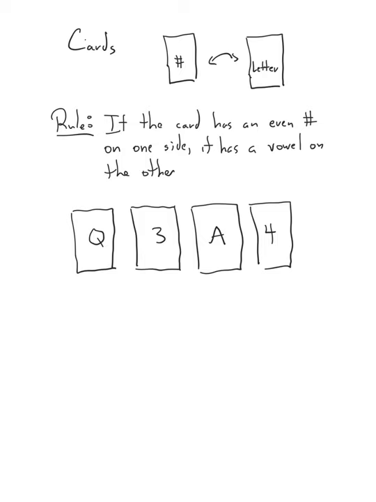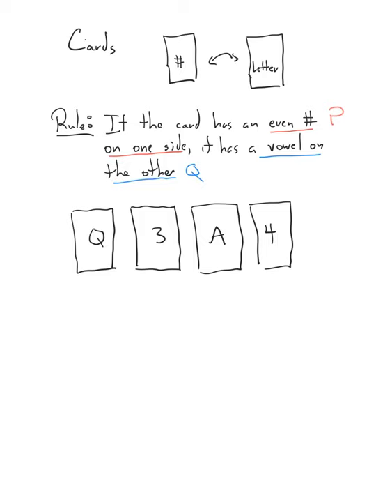So our if part is having an even number on one side, that'll be P, and the then part will be it has a vowel on the other. This will be Q. There's no then explicitly stated, but I think it's pretty clear that you could reword this very easily just by sticking the word then in here, and it would be an if-then sentence. Okay, so we want to know which cards must we check to determine if the rule is being followed.